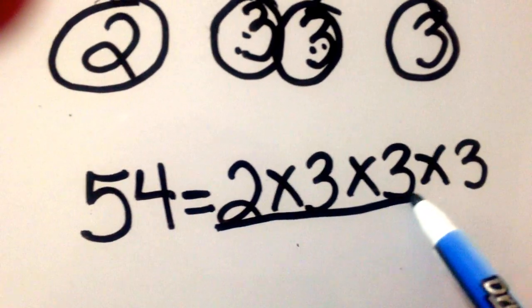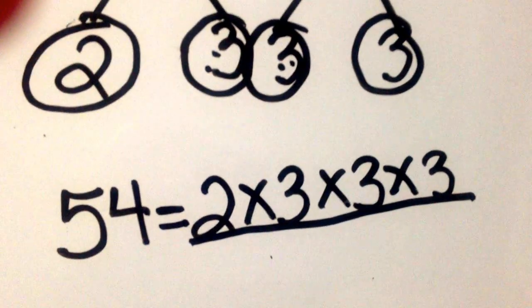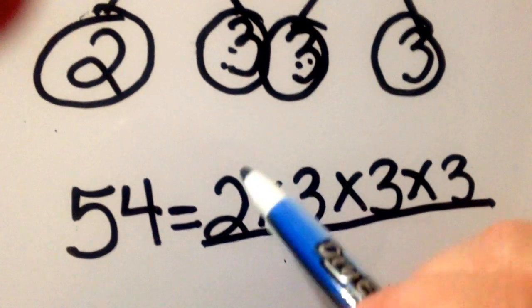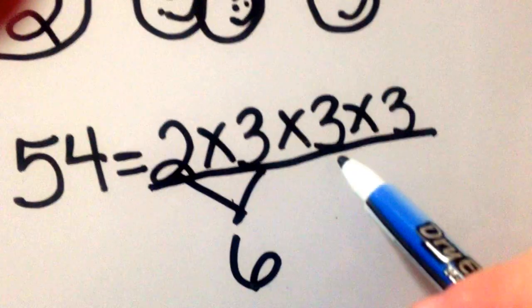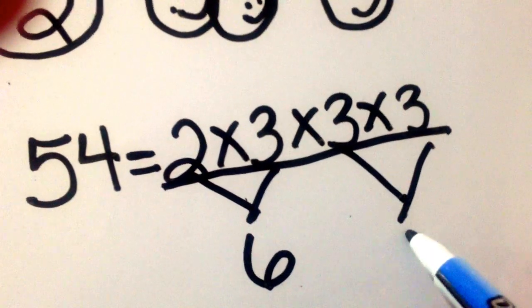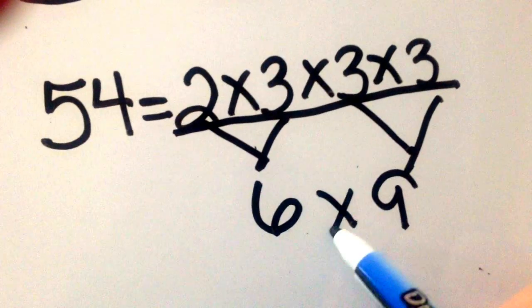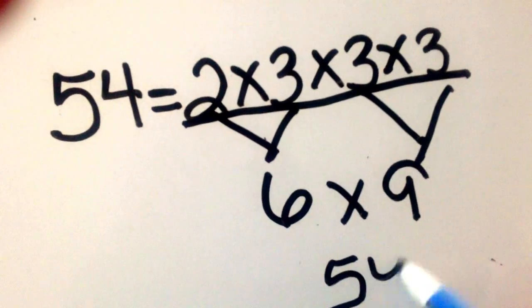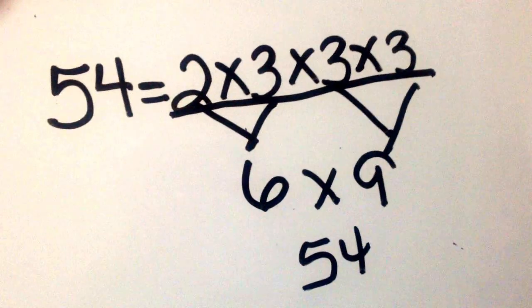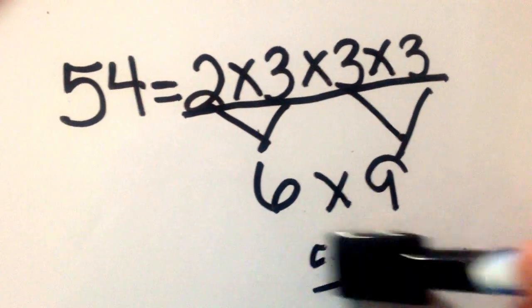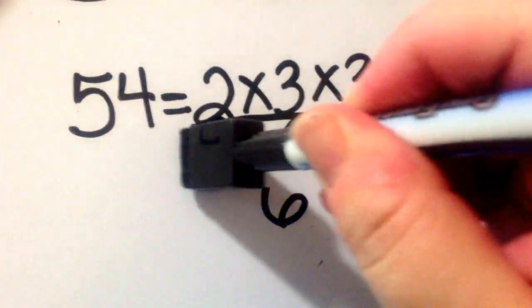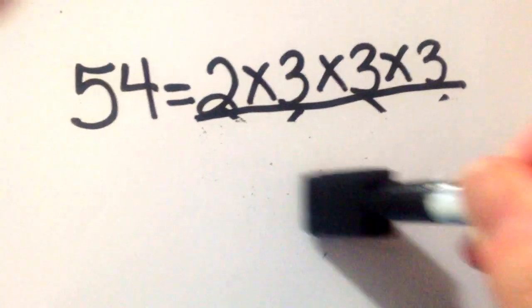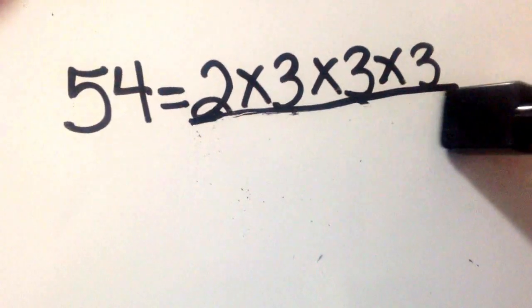And you should know that if you work your tree backwards, this is going to be 6, and 3 times 3 is 9, and 6 times 9 is 54. So we definitely know that our prime factorization is correct because it leads us to our final answer of 54. So 2 times 3 times 3 times 3 is the prime factorization of the number or product of 54.